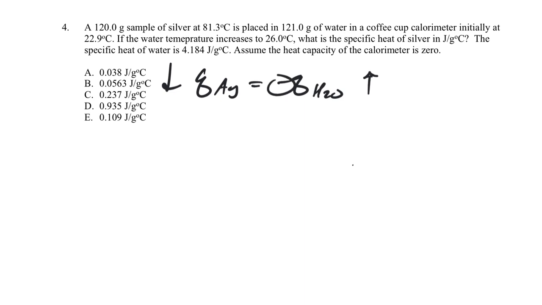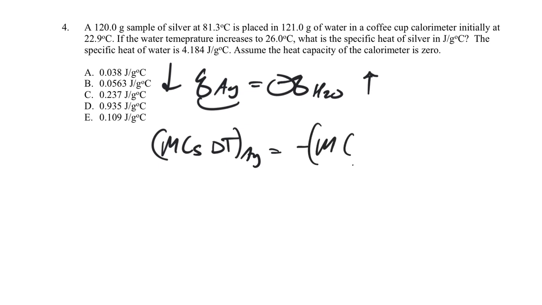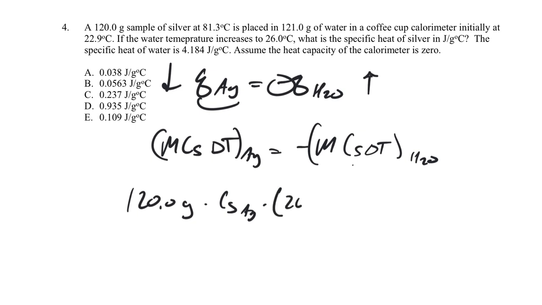And then silver would have its mCs delta T for the silver equal to negative mCs delta T for the water. And so we know the mass of silver is 20 grams. We don't know the Cs of silver. That's what we're looking for, times the delta T of silver. So 26 is the final minus 81.3 degrees from its initial temperature. And then that's equal to negative mass of water.